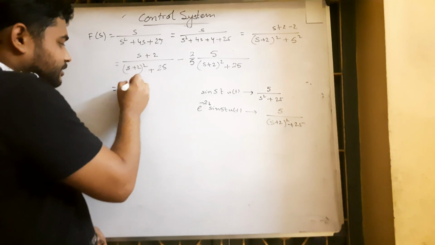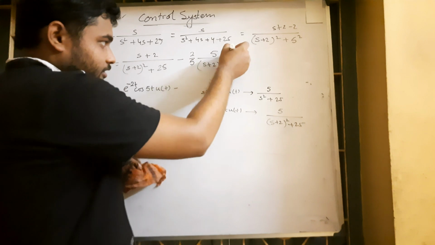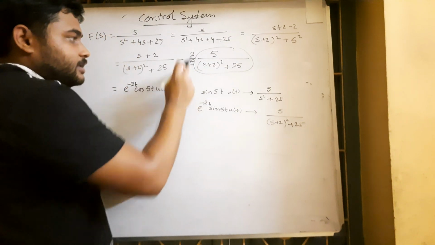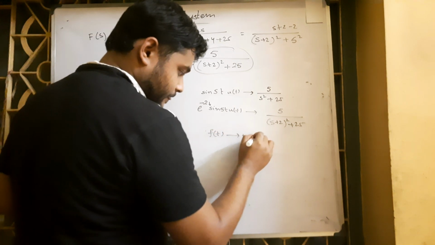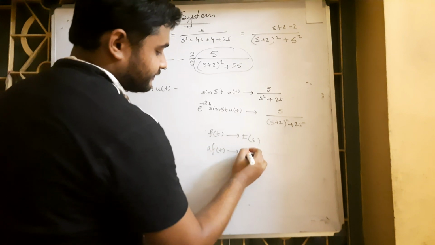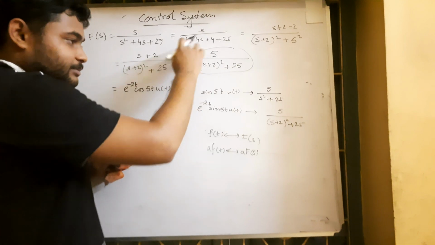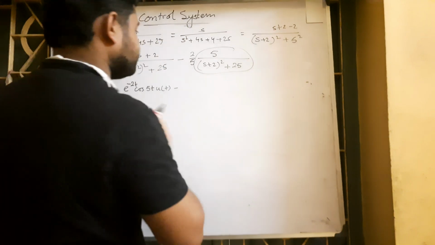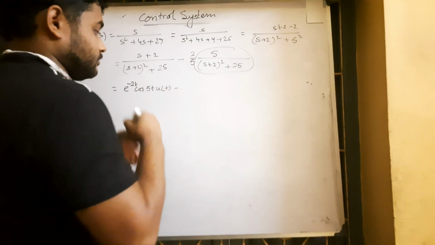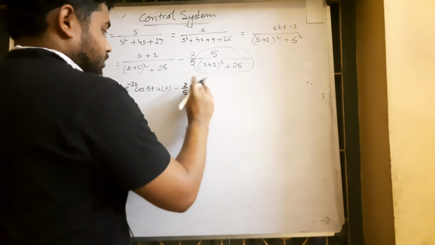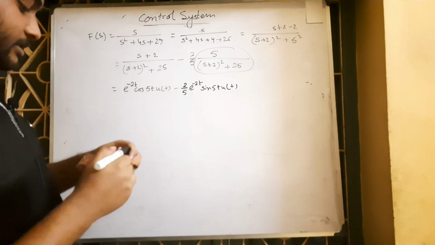So this term is giving me e to the power minus 2t cos of 5t u(t), minus, this term is giving me this one. And for this term, if we have f(t) to compute F(s), now if we have a f(t), we will get a F(s). Similarly backward, F(s), f(t), aF(s), af(t). That means this term is converted into this and this term is multiplied with that. So let me write it, 2 by 5 e to the power minus 2t sine of 5t. Now this is the time domain representation of this one.